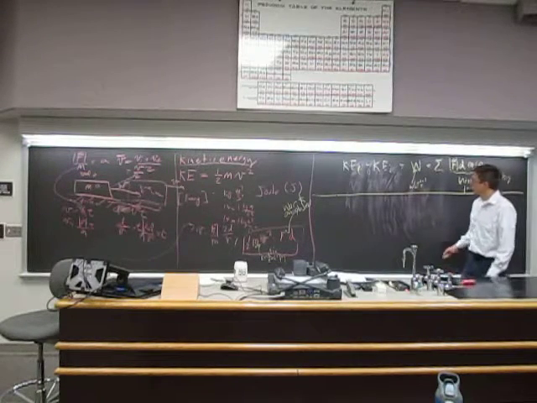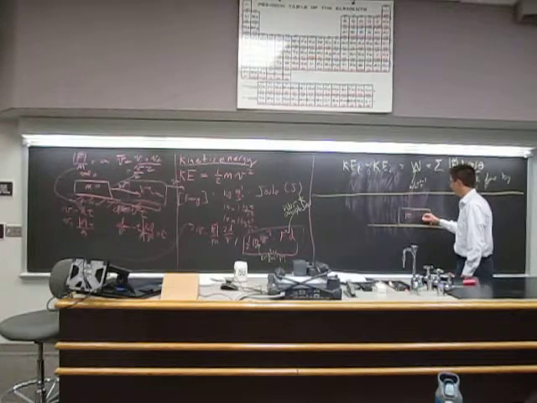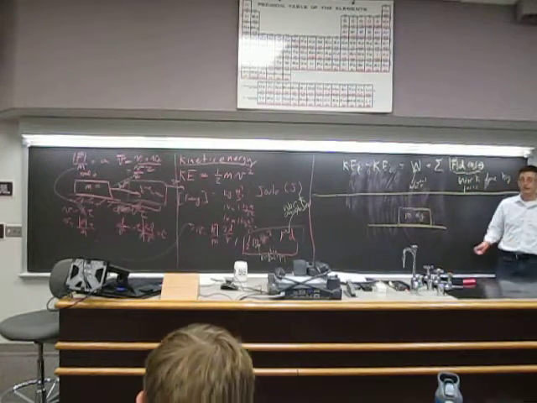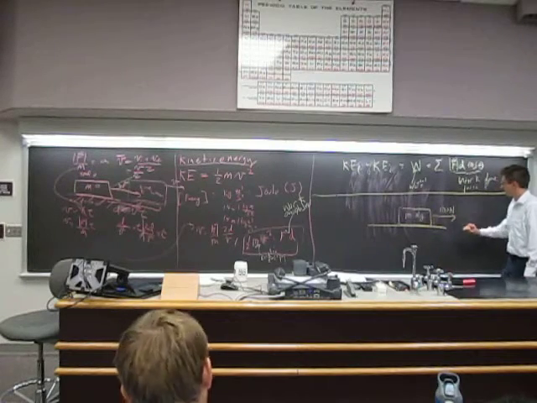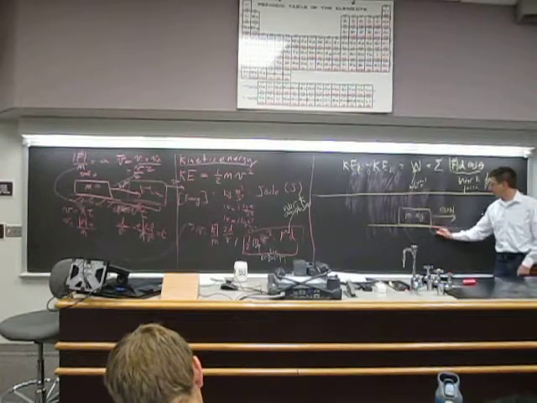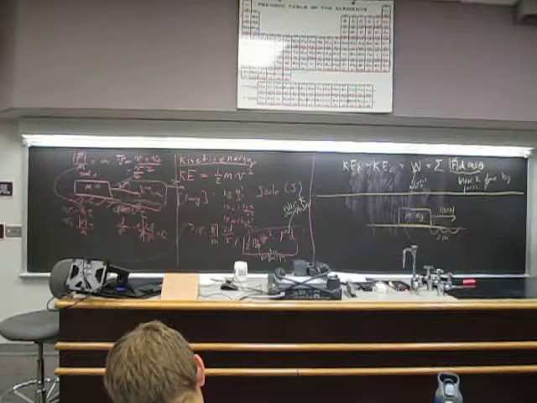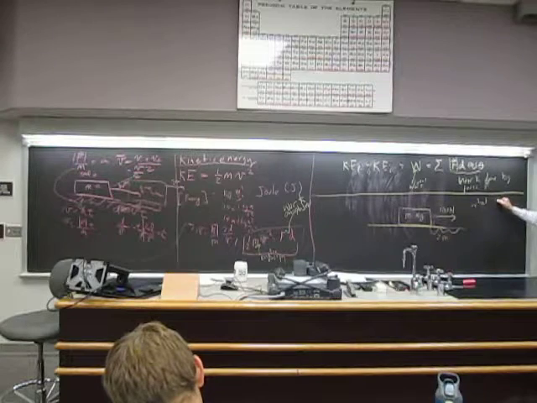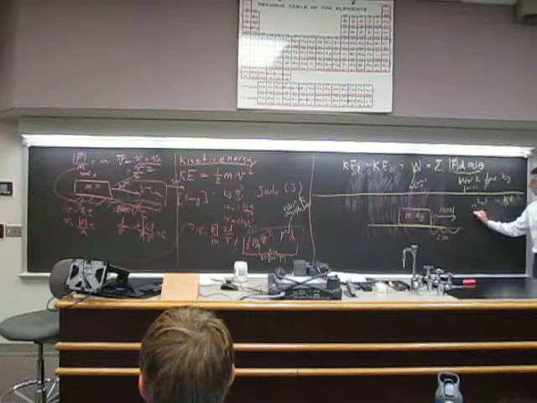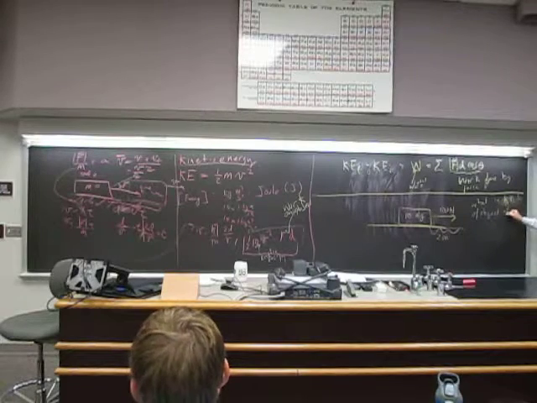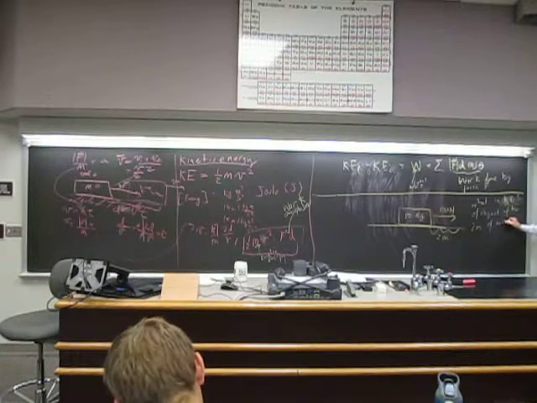All right, so let's do a simple problem. We'll start out simple, and then we'll work our way up. Let's say I have a 10 kilogram mass that's being pulled by a force of 100 newtons, and it travels a distance of 2 meters. What is its speed? Well, let's start. What is the kinetic energy of the object after 2 meters of travel? It starts out at rest.